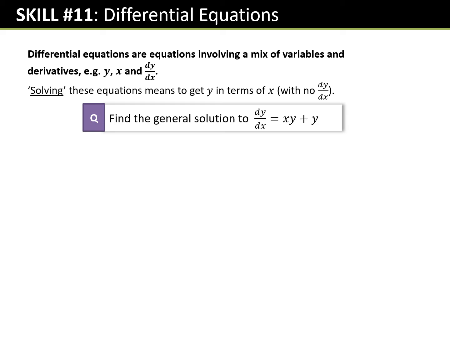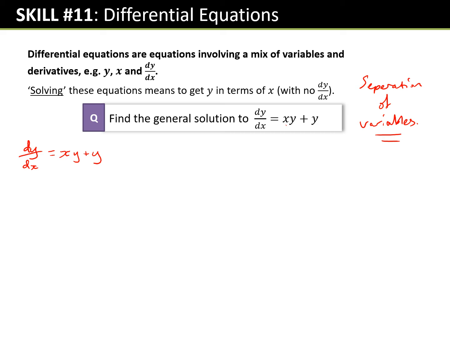Okay, so separation of variables. The name of it is not very important, however, I remember it just because it actually describes what to do. You separate the variables. So this question we start with dy by dx is equal to xy plus y. Now, the name, separation of variables, we want to separate the y's from the x's. We want all y's on the left, all x's on the right.